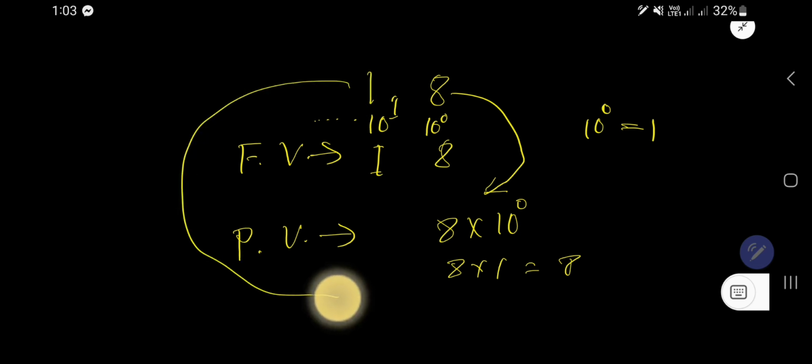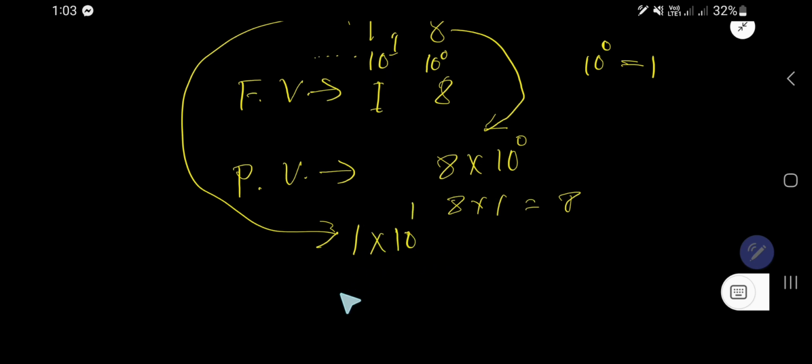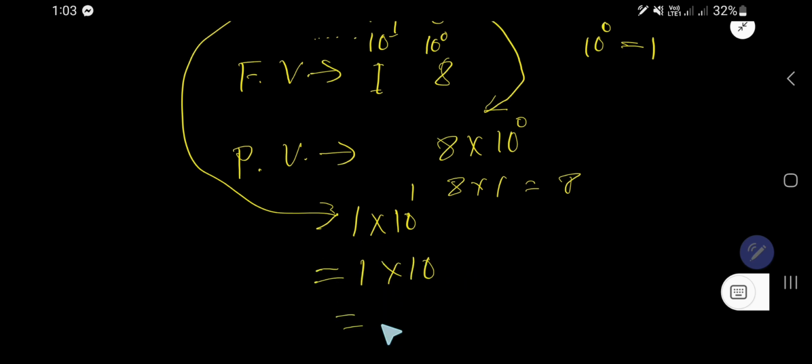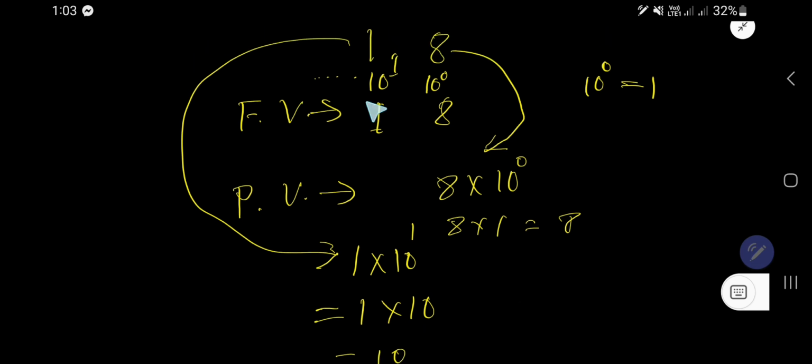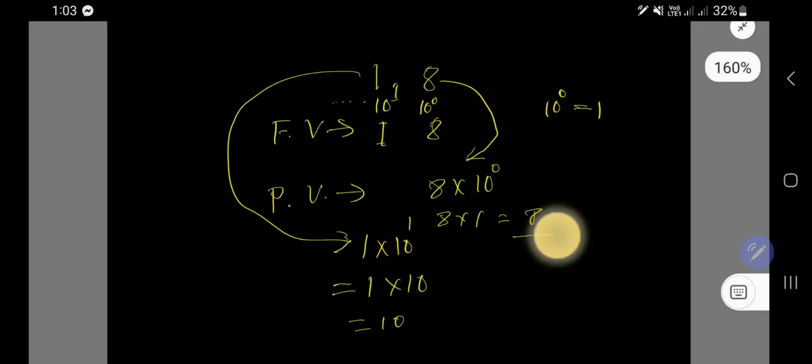What is the place value of 1? Face value of 1 times the position of 1, 10 to the power 1. 10 to the power 1 means after 1, you will have one 0, that is 10. 1 times 10 is 10. The place value of 1 is 10, and the place value of 8 is 8.